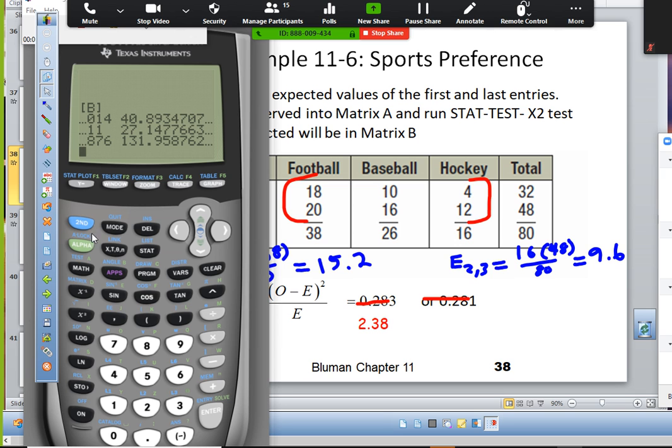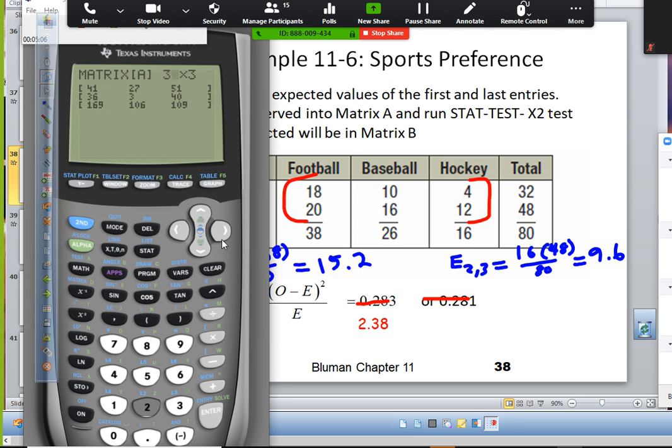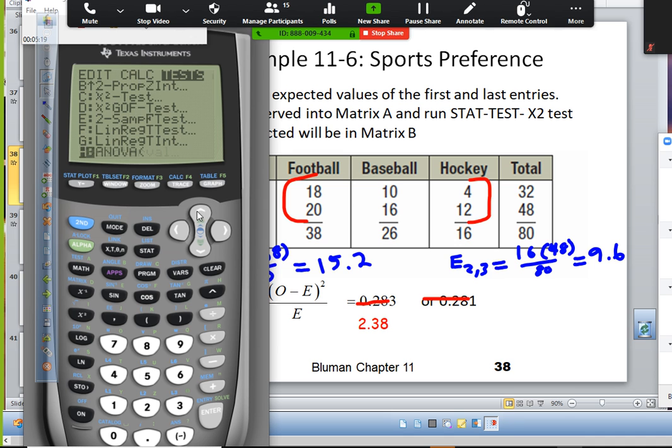Second matrix, edit, and I want a 2x3. You pop them in there, right? 18, 10, 4, 20, 16, 12. Good. And then you did stat test up to chi-squared test. Boom. Those all stay the same.